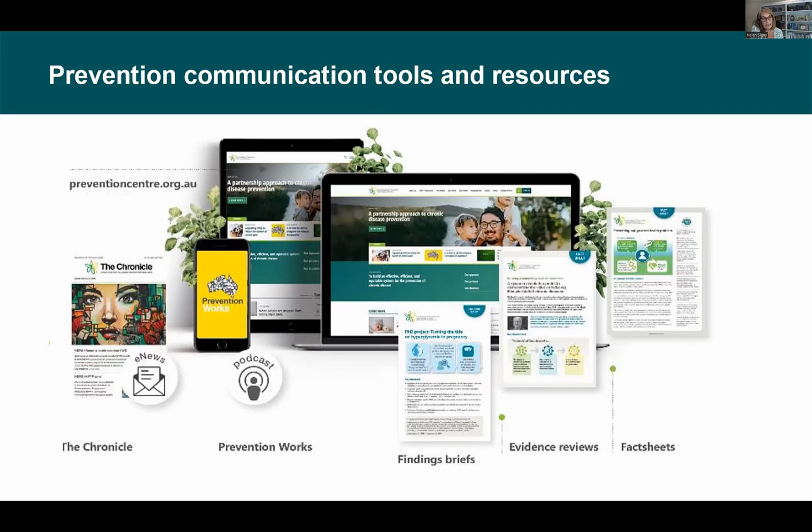If you haven't signed up to those, I really encourage you to do so, because it's a really good way of keeping on top of the debate and working out what's happening in the field. We do findings briefs, which are summaries of our key findings, fact sheets, knowledge syntheses. We've got a very active website and a very strong social media presence.